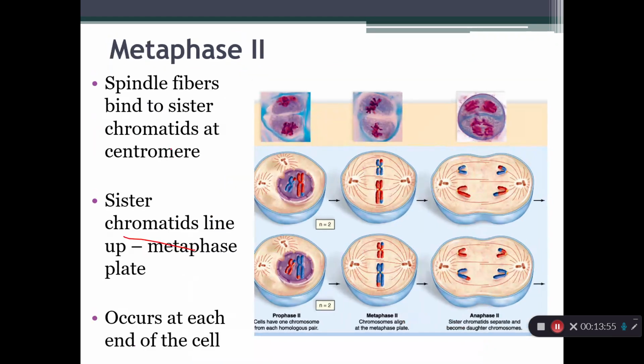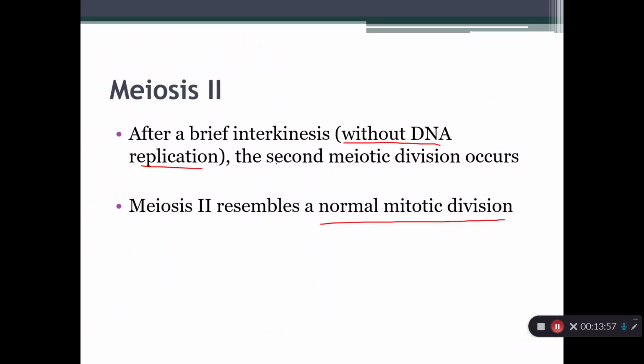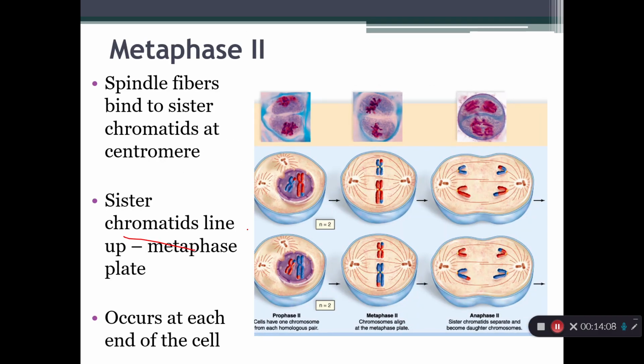Okay, so go back. I was looking at my notes. I want to go back and make sure I tell you right here. There is no interphase. There's no DNA replication here. On the metaphase slide, highlight sister chromatids at the centromere. Sister chromatids. Remember, in metaphase 1, it was homologous chromosomes.